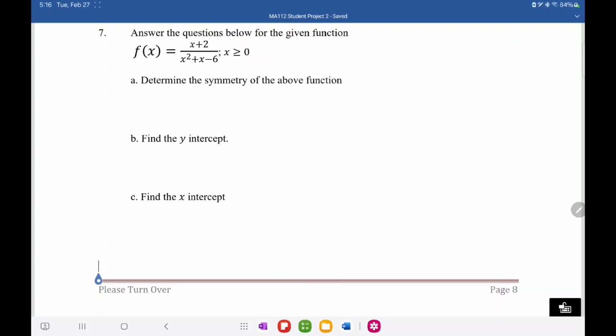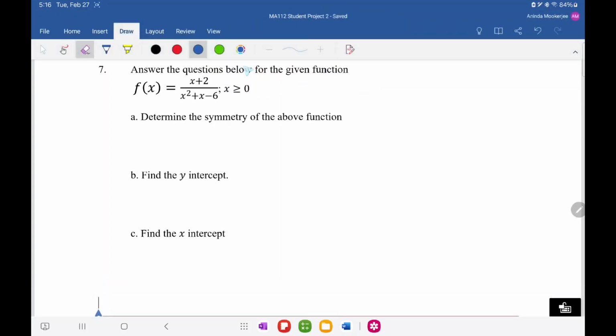Now the last question on the project is on rational functions. So let's go through the function and the follow-up questions related to it. It says the function is x plus 2 divided by x squared plus x minus 6 for x greater or equal to 0. The first question says determine the symmetry of the above function. Now recall that there are two types of symmetries possible. One is symmetry about the y-axis, and the other one is symmetry about the origin. Now, how do we find out the symmetries? We plug in negative x into the function and evaluate it.